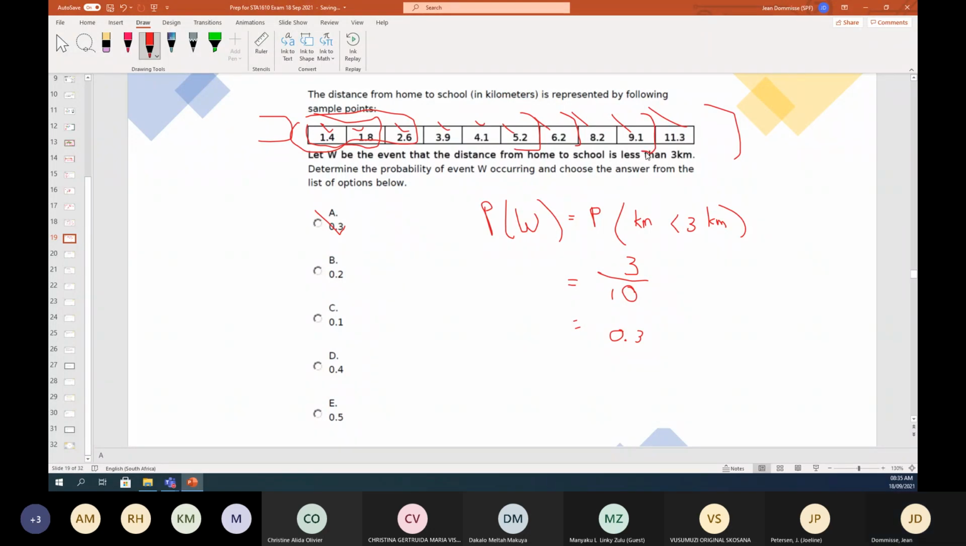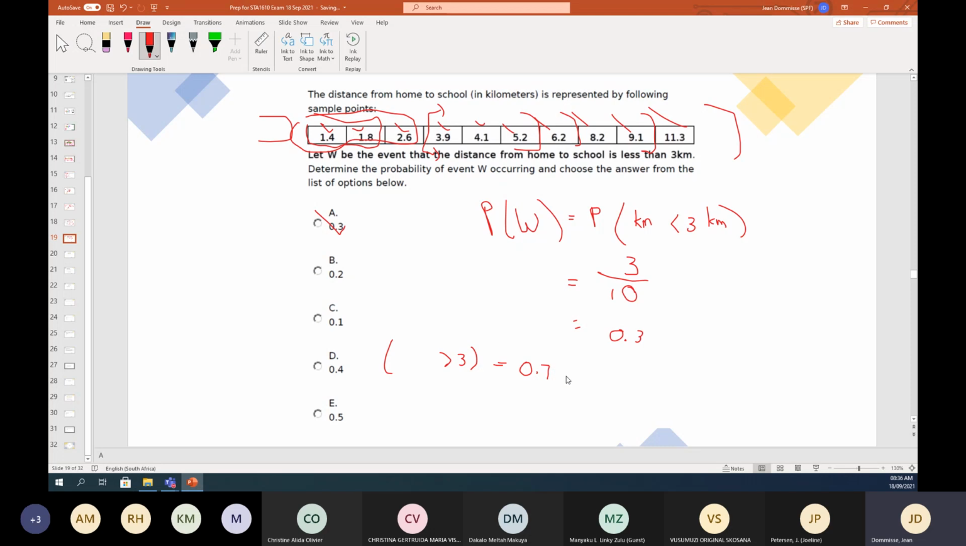So this one is much more straightforward. You just look at the numbers and you decide on that distribution what you're going to pick. Okay, so less than 3 kilometers was that. If we needed to get more than 3, it would have been the rest of it. So more than 3 kilometers would have just been 0.7.